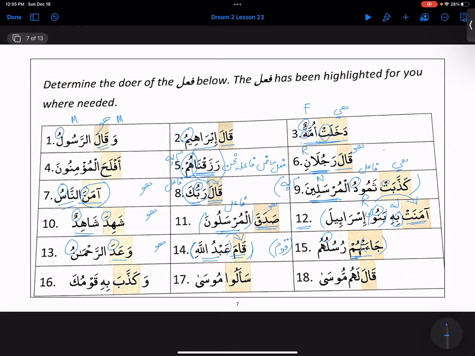Rusuluhum. Okay, so rusuluhum, how are we going to translate? Their messengers came to them. And this hum is maful bihi. So who did they come to? They came to them, the qawm. So this hum is mafulun bihi.